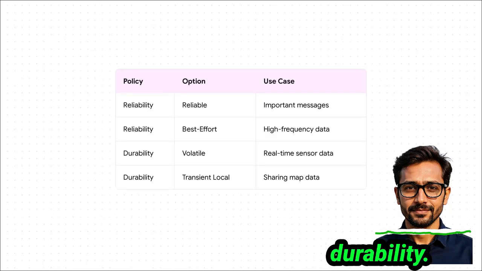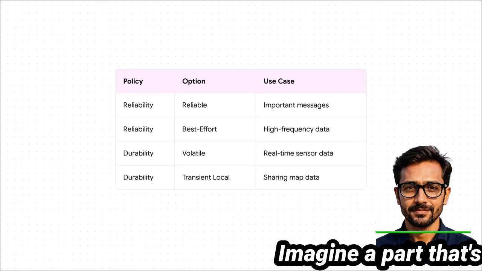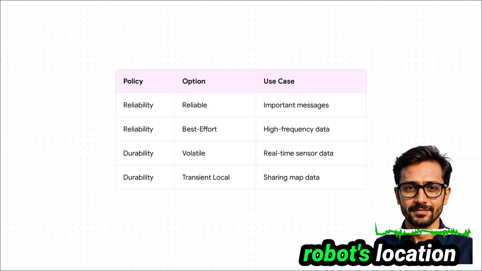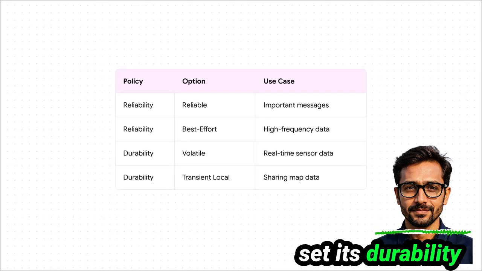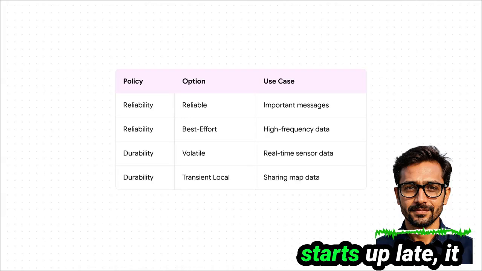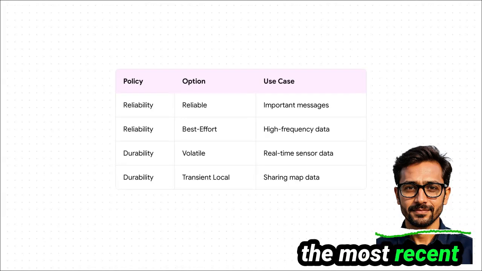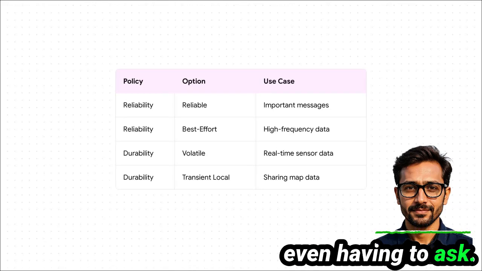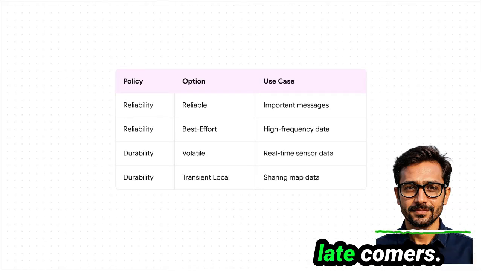Then there's durability. This one's really cool. Imagine a part that's broadcasting the robot's location on a map. You'd set its durability to transient local. That way, if another part of the brain starts up late, it immediately gets the most recent map data without even having to ask. It's like the message is saved for any latecomers.